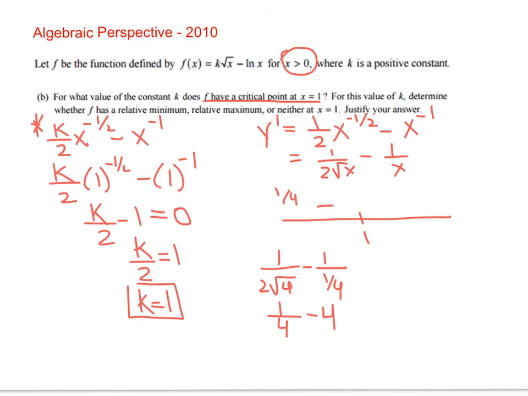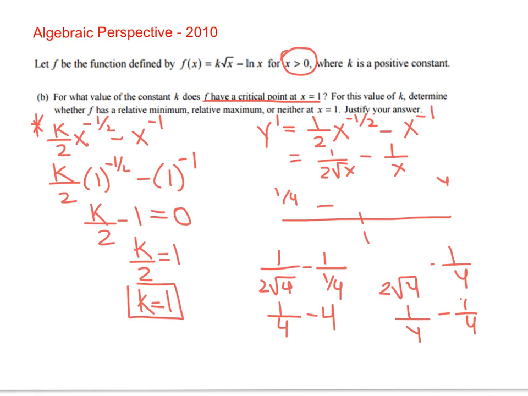Now let's pick a number greater than 1. Again, I'm going to pick a number that has a perfect square. So let's pick the number 4. So now I'm going to get 1 over 2 radical 4 minus 1 over 4. And I realize what I did in the previous one, you guys. I'm going to fix it. 1 over 2 times 2 is 1/4. So 1/4 minus 1/4 is 0. So see, I picked a number too large. It's too far away. So I have to pick a smaller number.